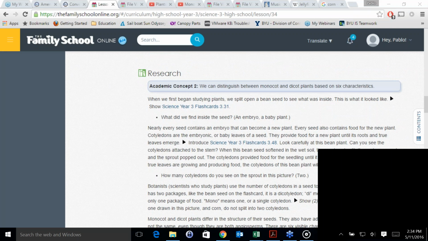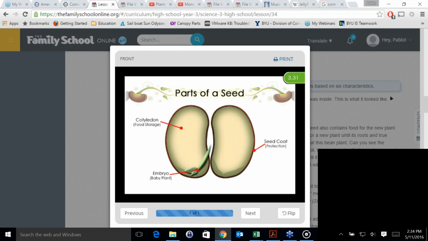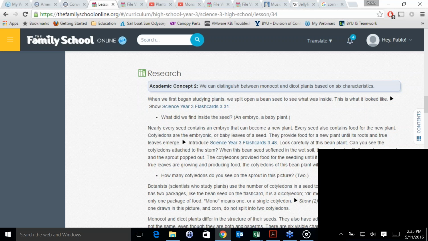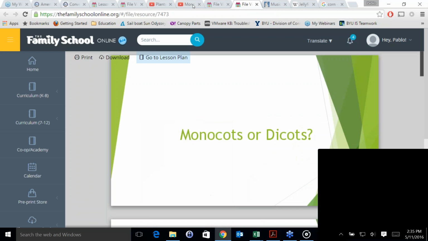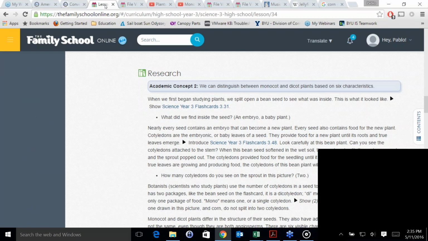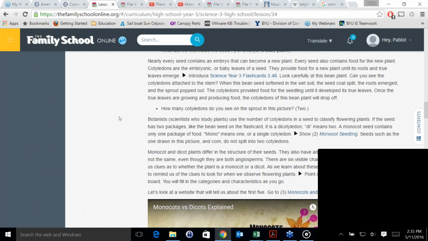Okay, so the second academic concept talks about the differences between monocot and dicot plants, and there are 6 main characteristics that define a monocot and a dicot. It's like what we talked about before. A cotyledon is kind of the fake leaves that come out when the plant sprouts until it gets its true leaves. And depending on whether there's one cotyledon or 2, that is one of the main characteristics that differentiate between the monocots and the dicots.